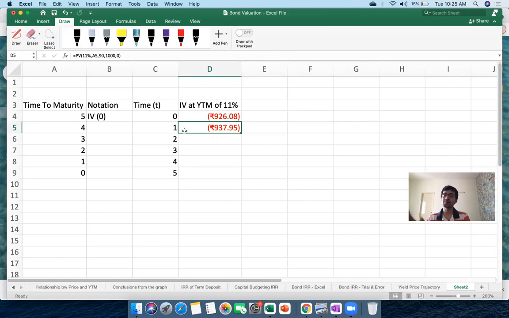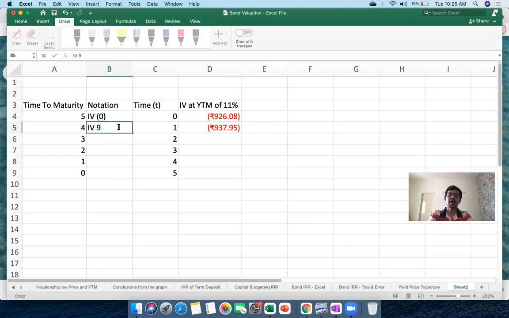So as 1 year has passed by, the price has actually changed from 926 to 938. This is going to be the intrinsic value at the end of year 1, which I'm denoting as IV1. Just like how we denoted intrinsic value today as IV0, I am denoting intrinsic value at the end of first year as IV1. This is the intrinsic value standing at the end of first year, where I have 4 years to maturity.